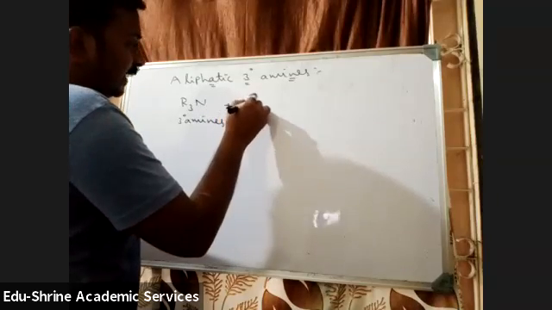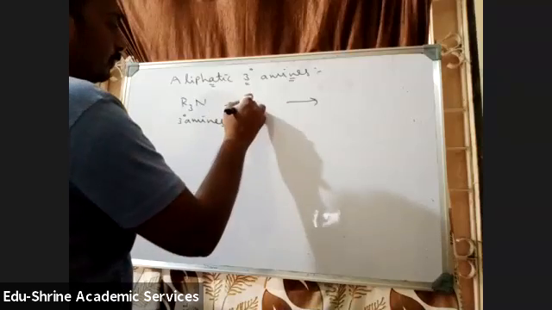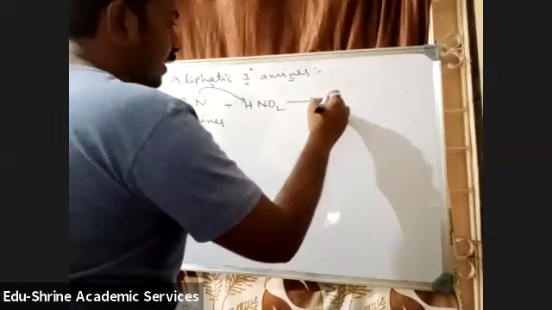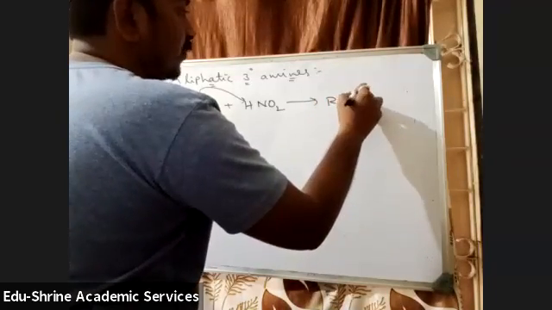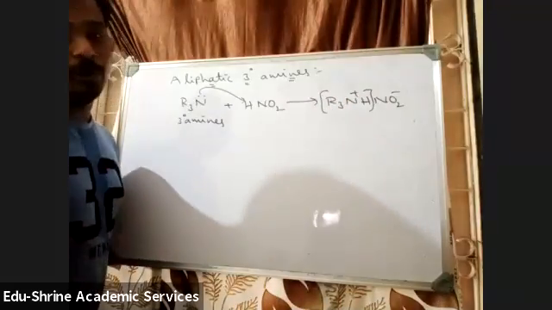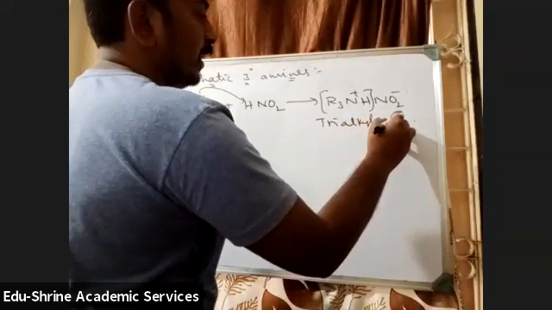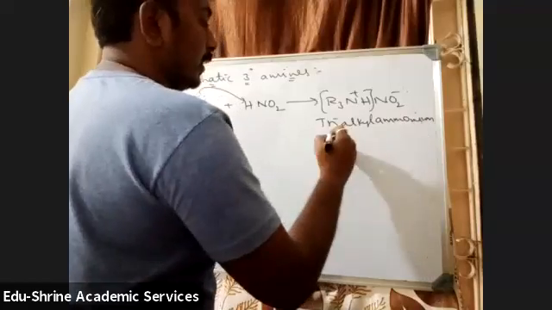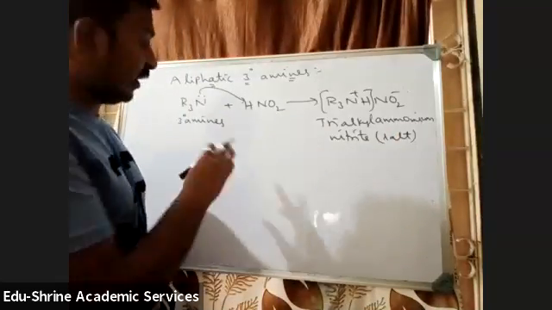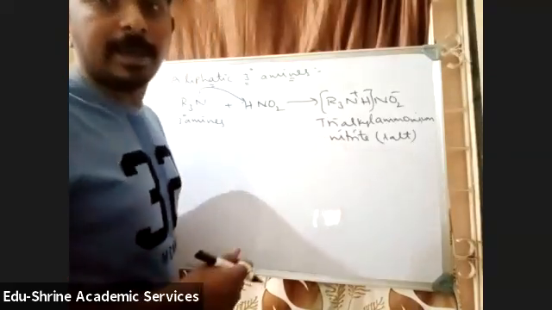This on reaction with nitrous acid, or let me write it as HNO2, the lone pair will be attacking the hydrogen, which is present as H plus, and we will get the salt R3NH plus, NO2 minus. This is called trialkyl ammonium nitrite, which is a salt. So aliphatic tertiary amines will give nitrite salts.